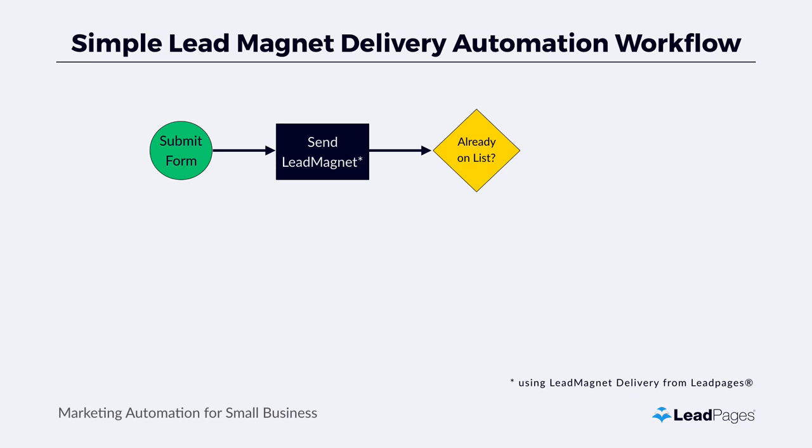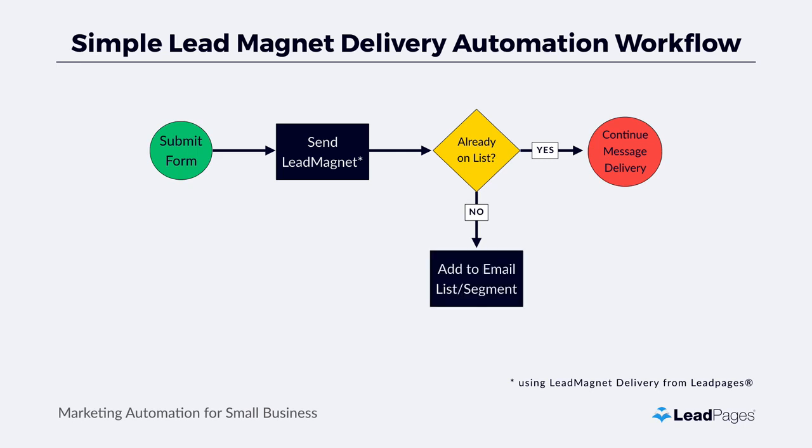The decision to be made is: is the new subscriber already on my list? If the answer is yes, the system will continue sending the follow-up sequence as before. If the answer is no, then the system will add the new subscriber to the connected list and begin sending your preset follow-up nurture sequence that you've set up in your CRM or ESP.